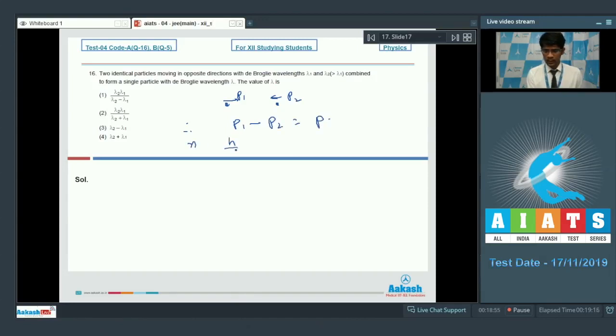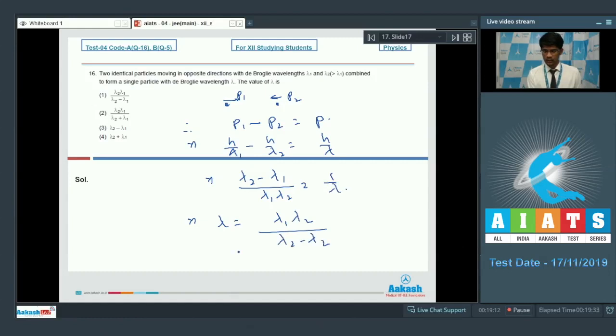From here, h by lambda 1 minus h by lambda 2 must be equal to h by lambda, or 1 by lambda must equal (lambda 2 minus lambda 1) divided by lambda 1 lambda 2, or lambda is equal to lambda 1 lambda 2 divided by lambda 2 minus lambda 1. So this is the required answer here. So for question number 16, our answer is option 1. That's the correct answer. Now let's proceed to question number 17.